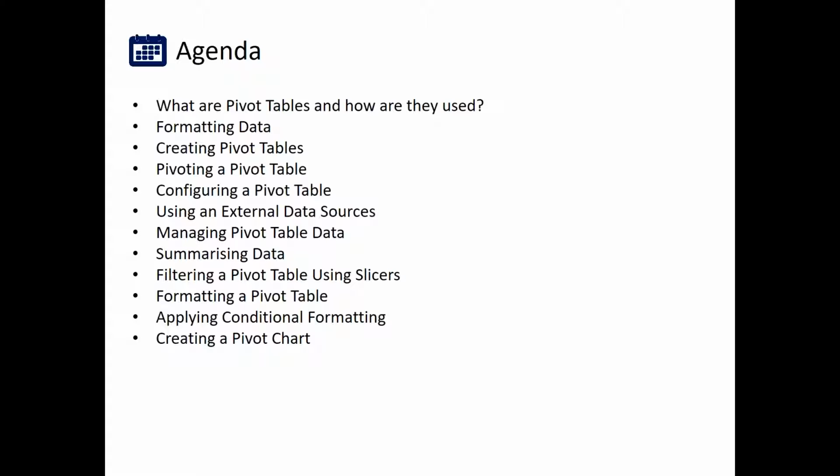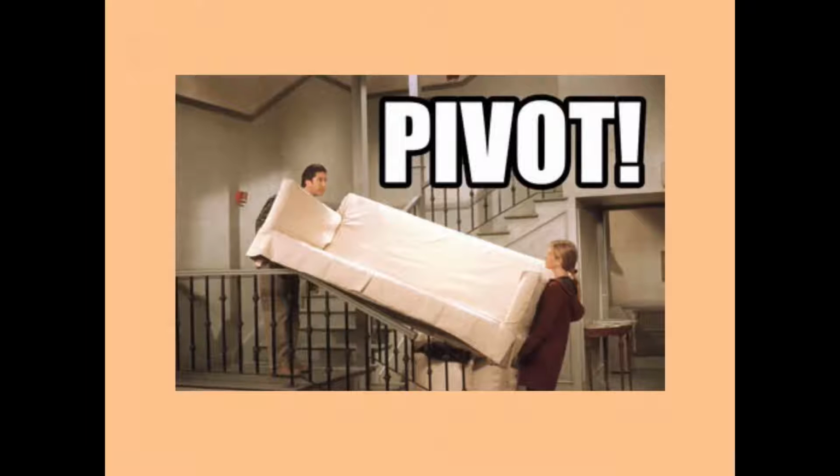We'll then look at some of the things you can do to configure a pivot table, and also how you can use external data sources. So a lot of our examples, we're going to be using data that I already have in an Excel spreadsheet, but we're going to also look at how you pull data in from an external data source as well. We're going to take a look at how you manage pivot table data and also how you summarize data, so just some utilities and tools which you can use when you're in your pivot table that you might find useful. We're going to take a look at filtering a pivot table using something called slicers, which may or may not be something that you're aware of.